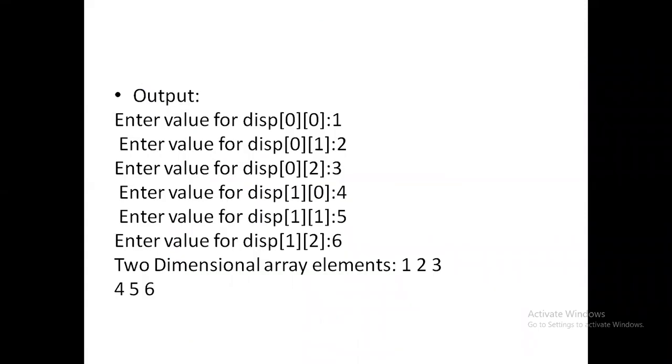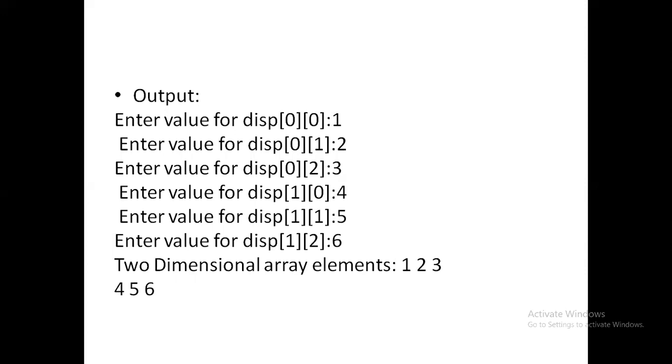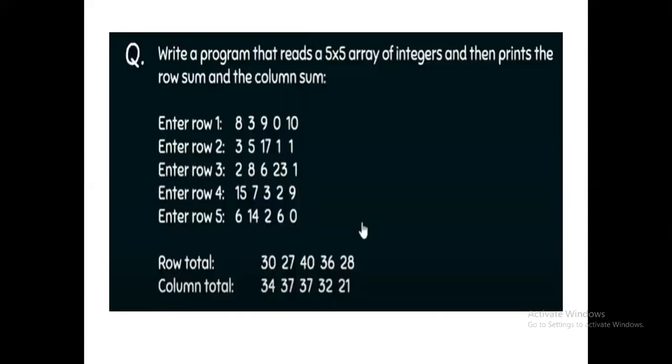So you can see the thing. Display 2 comma 3. What are the values I will be storing? Display 0 comma 0, 0 comma 1, 0 comma 2, and 1 0, 1 1, 1 2. So these are the elements in the two-dimensional array of display 2 comma 3. Okay.